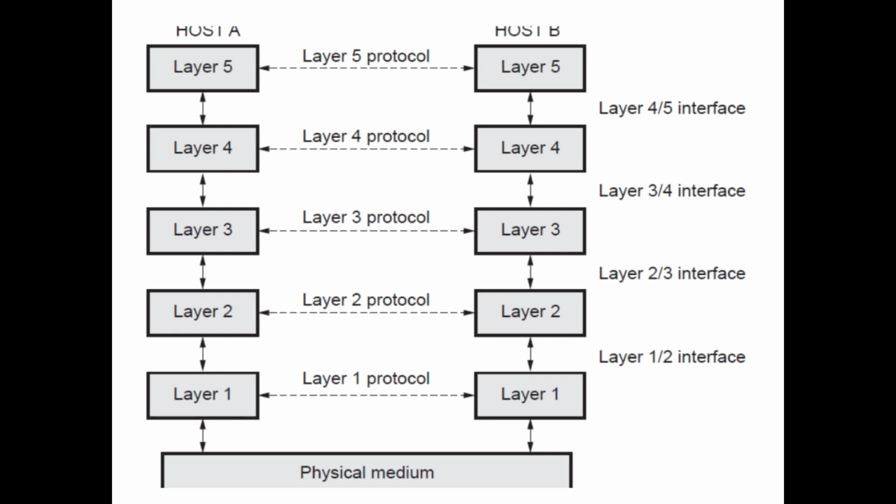The physical medium is the medium or the cable through which the data are transferred, and each layer performs certain functions. Layer 1 performs the establishment of the channel, layer 2 the transmission of the frames, and layer 3 establishing a specific route and then routing of the information, and lastly presentation and application of the data. And these are the functions of the layers as we have seen already in the OSI model.